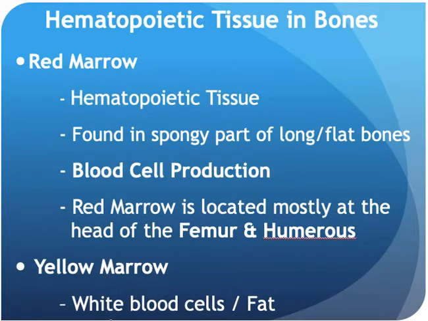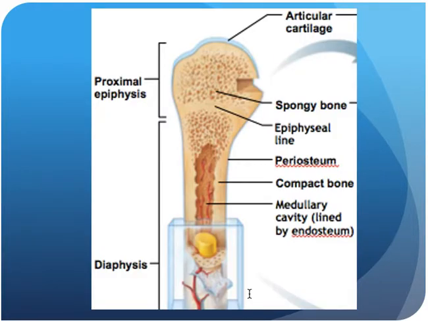Yellow marrow is my white blood cells, and again, this is going to be my fat a little bit too. So here is our little picture here, and again, we want to find the diaphysis. We want to find the epiphysis. We want to know that that yellow marrow is more in the diaphysis, in these little cavities, and then in the head of the femur and the humerus. For the epiphysis, this is where we're going to make those red blood cells, okay?